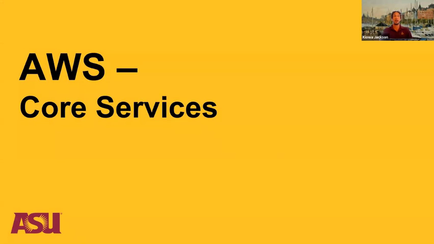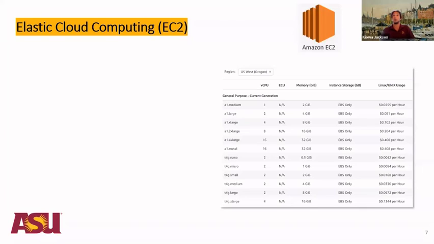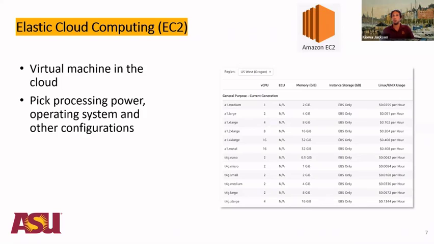For us to understand what AWS does, and for those who have no experience with it, there are a couple of core services that we need to cover before we can get going. The first one is Elastic Compute Cloud, EC2. It's a virtual machine in the cloud. You can basically think of it as a laptop that you access remotely. You pick the processing power, operating system, and other configurations, and based off of that, you can start, stop, and delete as needed.